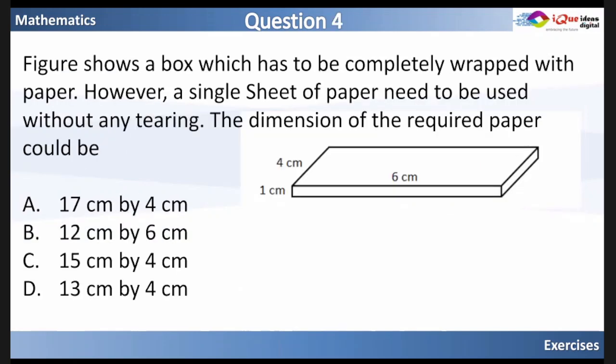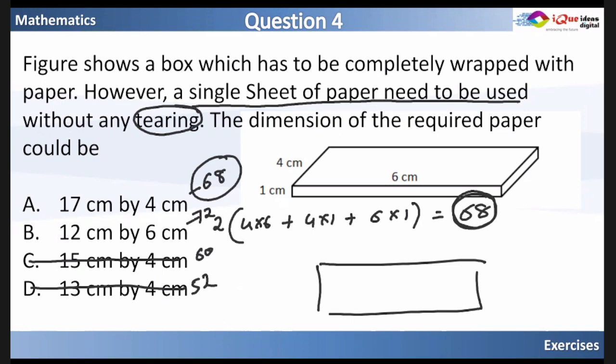Take a look at this example. Interesting one actually. See, we calculated using the formula of a cuboid that we require 68 square centimeters as the total area of the object, which is a cuboid. And now for the papers, C and D cannot be the answer because their total area is anyway less. But A says 68 and B says 72, and the question says that tearing is not allowed. That means you will have to fold the paper somewhere. And with exactly 68 as the size, you will not be able to cover it. You need a bit more paper. So B would be the best one.